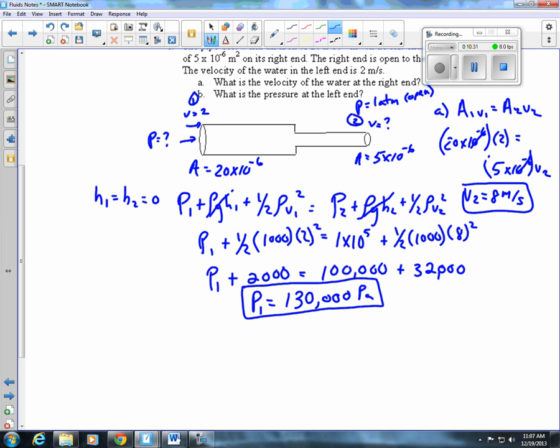One thing I want you to notice here, where it's faster at point 2, pressure was less. It was only 1 atmosphere or 100,000 pascals where it was faster. Where it was slower, okay, it was 130,000 pascals. So we'll make a note of that: the pressure is lower where the velocity is faster.